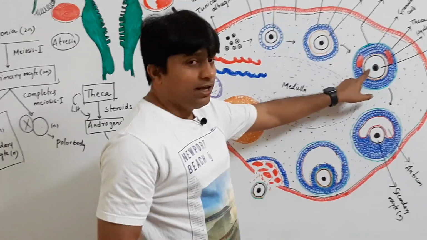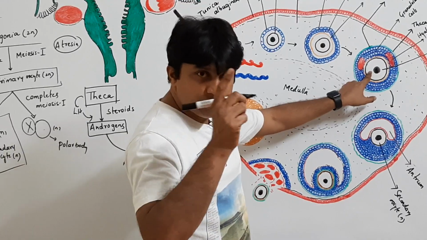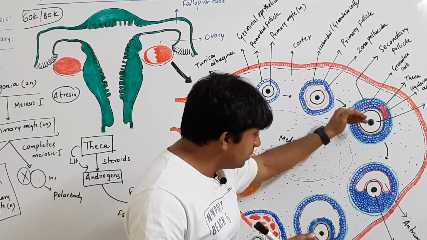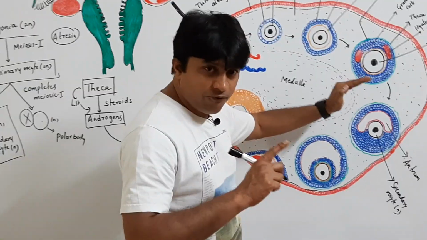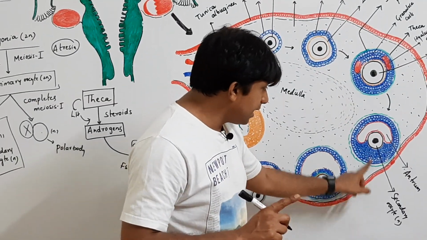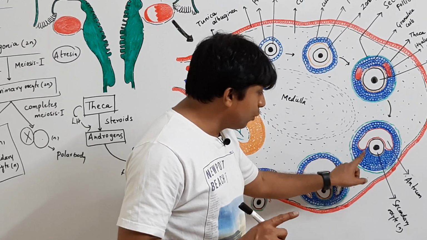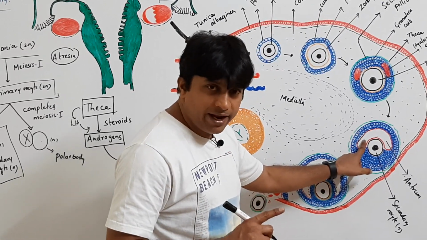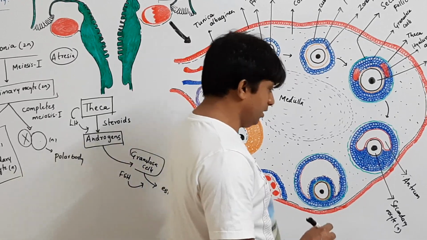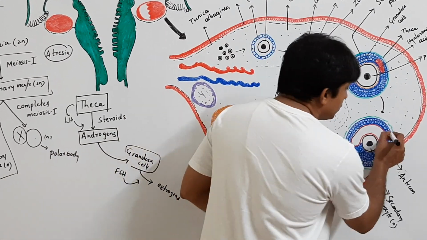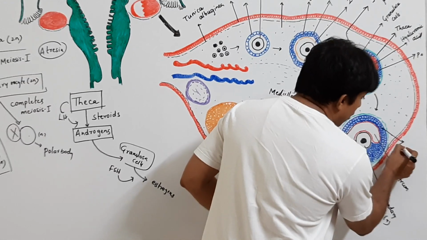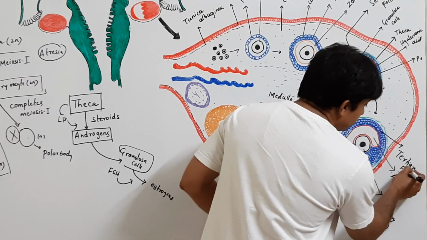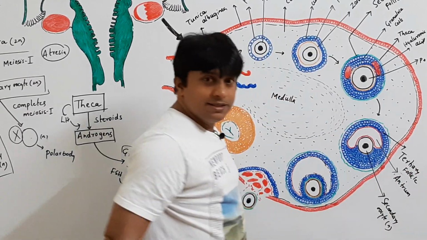Your secondary follicle encloses primary oocyte, which is diploid. Then this primary oocyte completes meiosis 1 and forms secondary oocyte, which is enclosed in a follicle with a large cavity in the center called antrum. And such a follicle which encloses your secondary oocyte is now called tertiary follicle. What's the follicle called? Tertiary follicle.